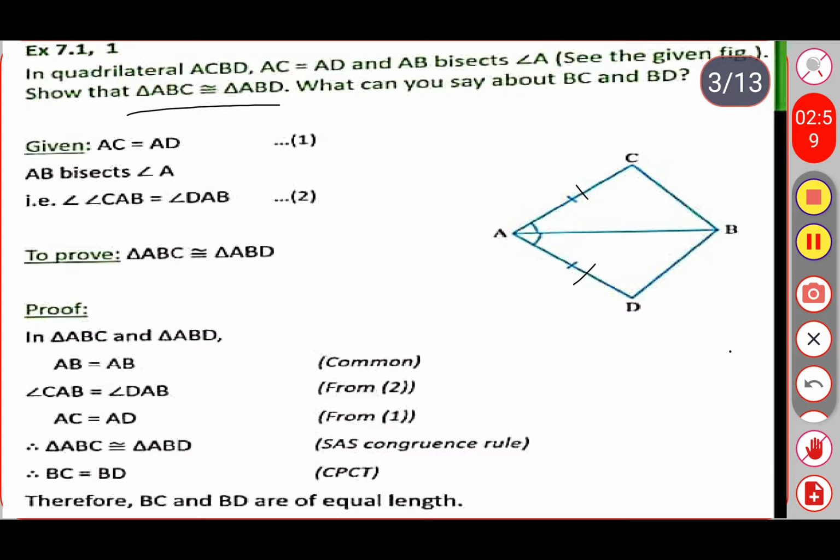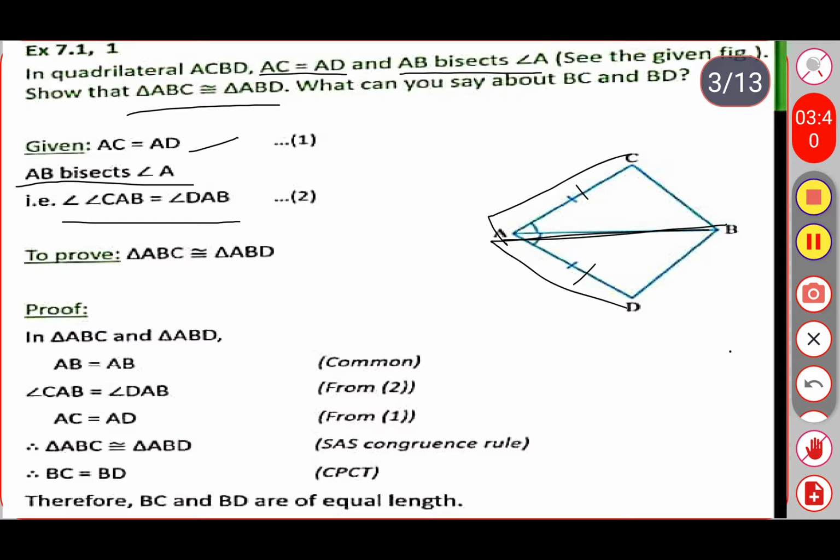So write the given first. What are the given data? AC is equal to AD. This is already given here, right? Next one, AB bisects angle A. So obviously we will get two bisected angles. What are the two bisected angles? Angle CAB and angle DAB, right? These two are the two angles.